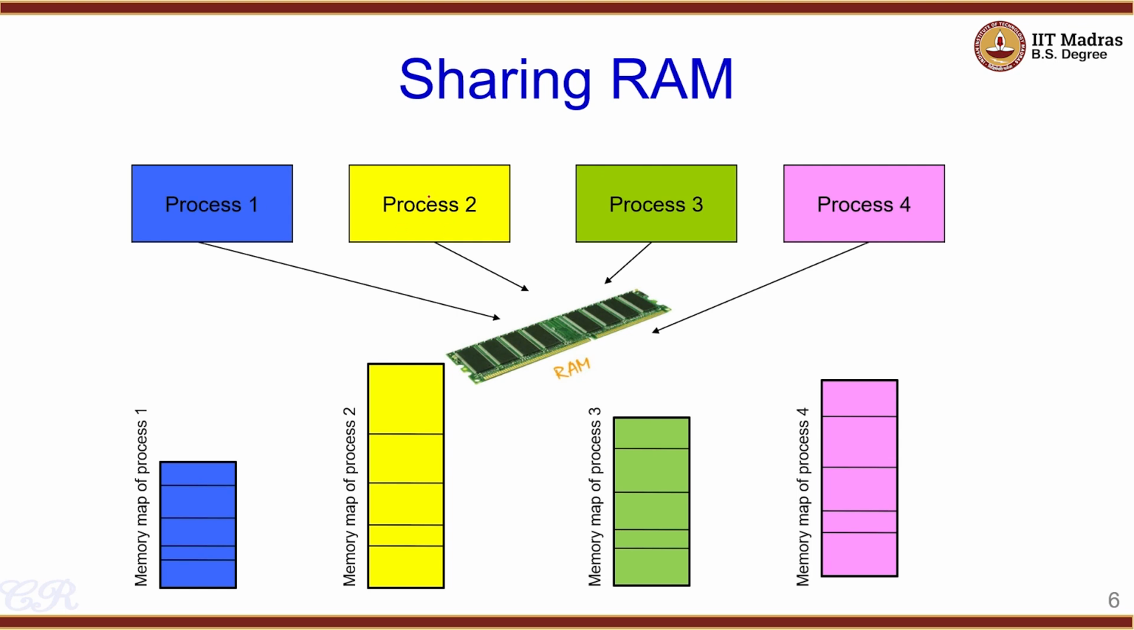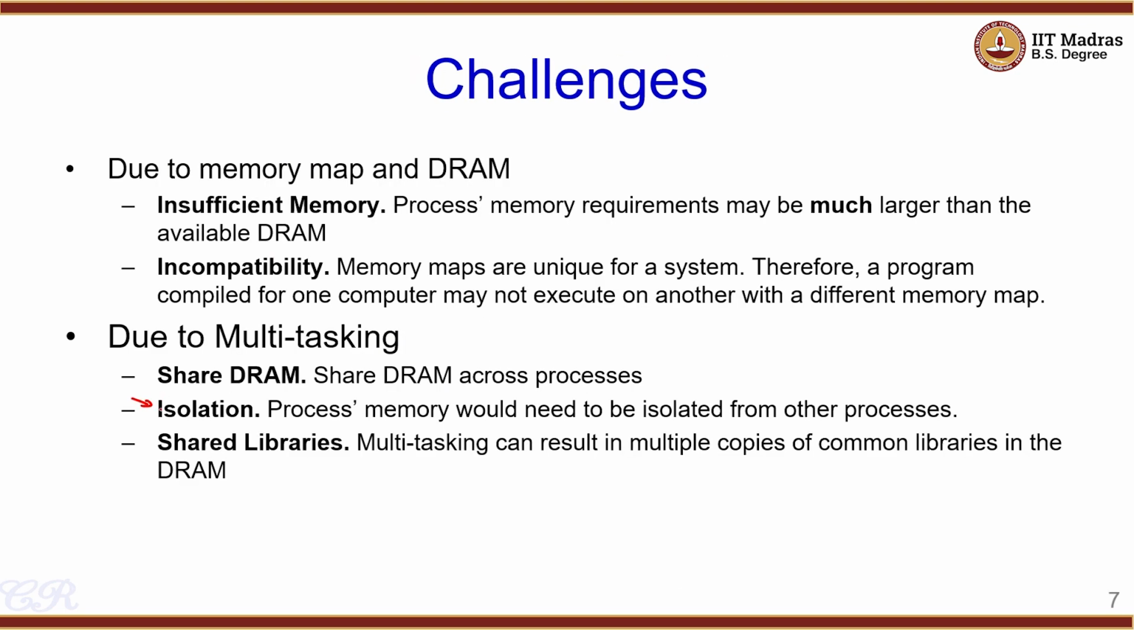If such isolation is not present, then process 2 could tamper or hamper with the execution of process 1 and so on. So what we really need is that all these processes which are multiplexed on the processor should be isolated from one another.